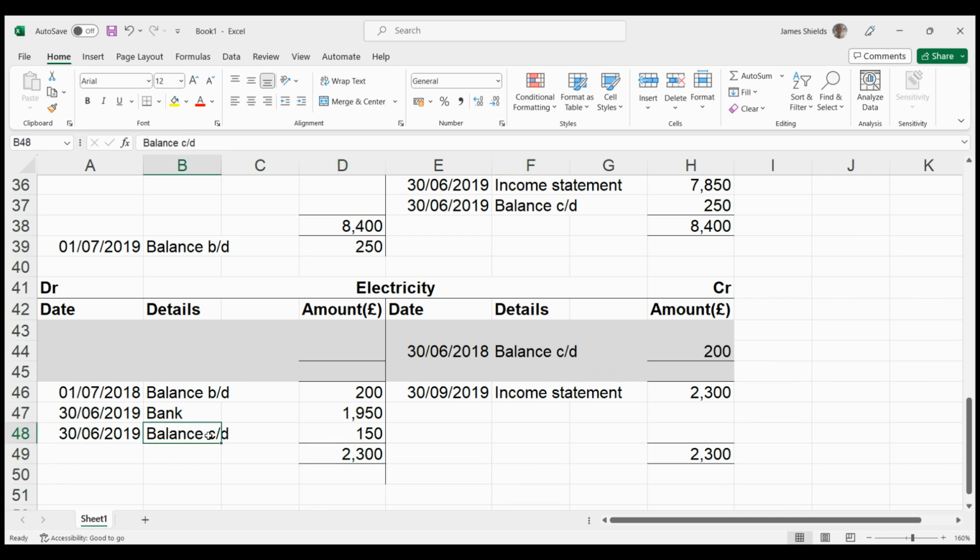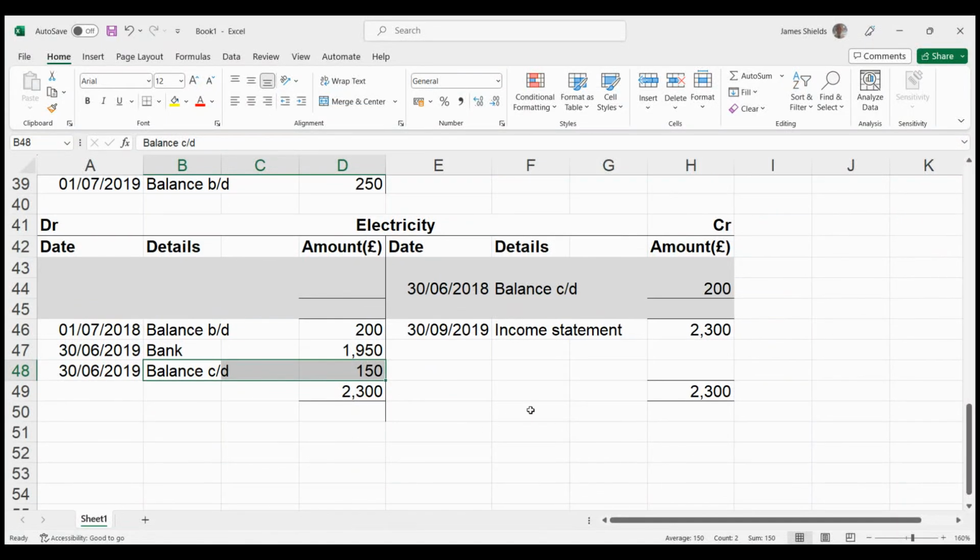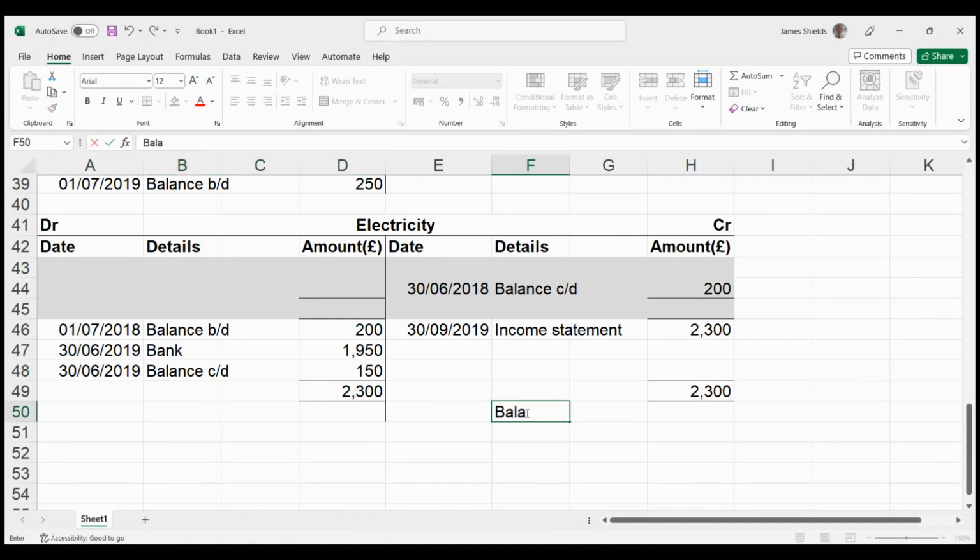One more thing to do to get the extra mark in your exam. You've got a balance carried down now on the debit side. We must have a balance brought down on the opposite side. So underneath we put down balance brought down. It'll be the same amount, and the amount is £150. And the date will be the next day, which will be the 1st of July 2019.